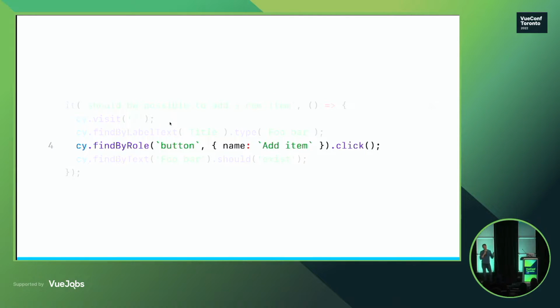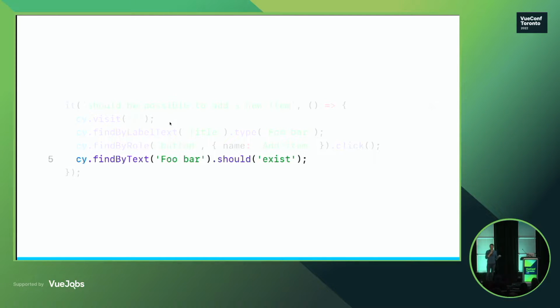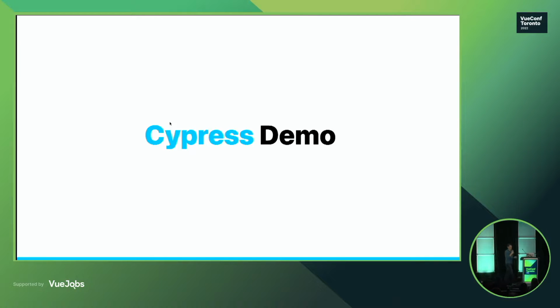Next, we use Cypress to find a button element with the name of add item. In our application, we have a button for adding a new item, and we locate this using Cypress, and we click this button. After we have clicked this button, we expect that this item should be added to our shopping list. So let's take a look at the demo.